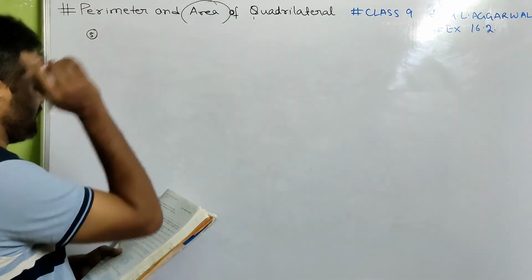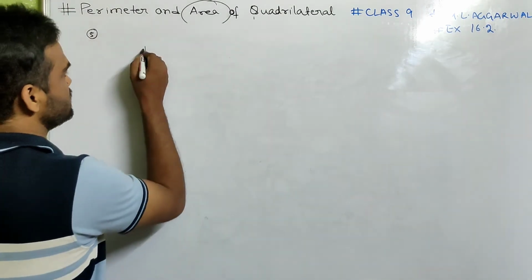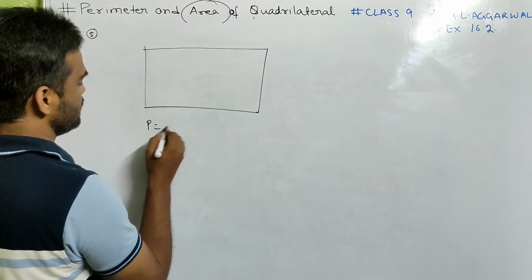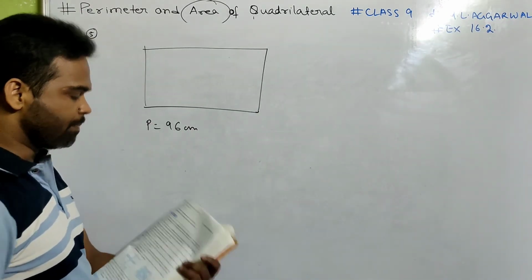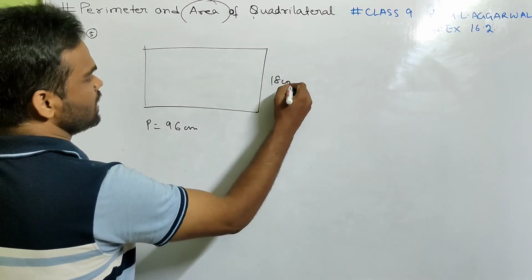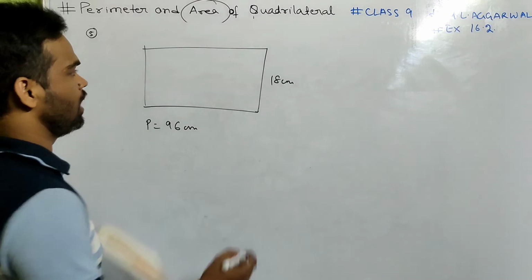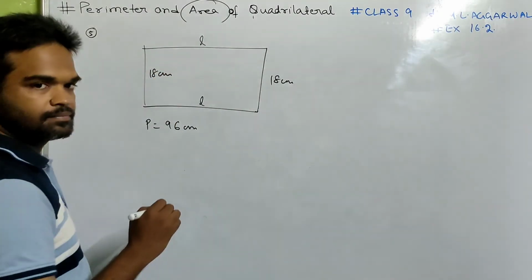Now look at number 5. The perimeter of a rectangular cardboard is 96. So you have a rectangular cardboard whose perimeter is 96 centimeter. If its breadth is 18 centimeter, find the length and the area of the cardboard. L, this is 18 centimeter.